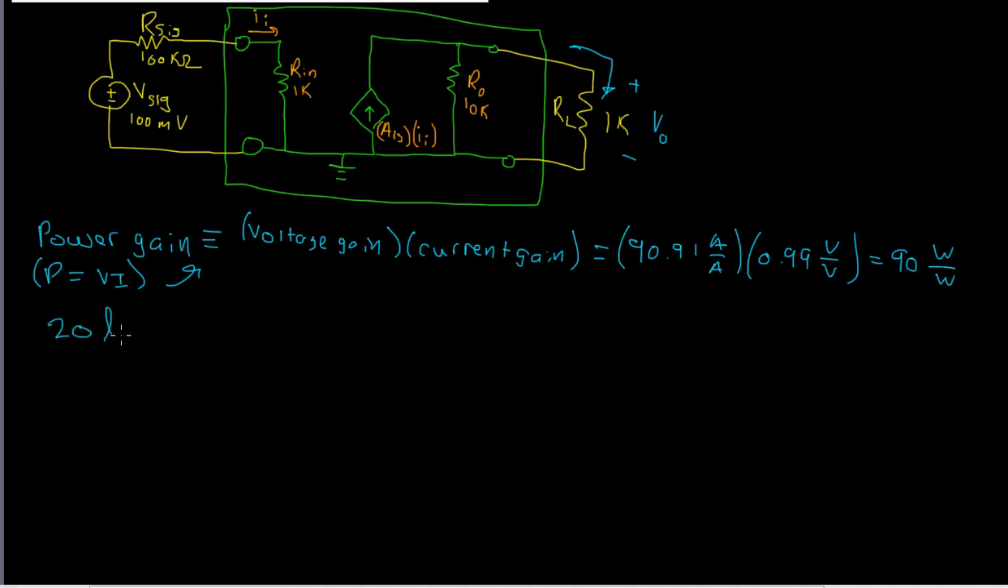And if you want to find that in decibels, you can do the same thing again. You just take 20 log base 10 of 90 watts per watt, and that's going to give you 19.54 decibels. And so that's the power gain expressed directly and in decibel form. So yeah, that's the whole problem.